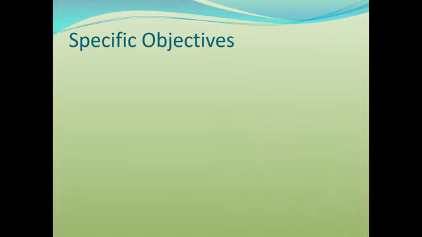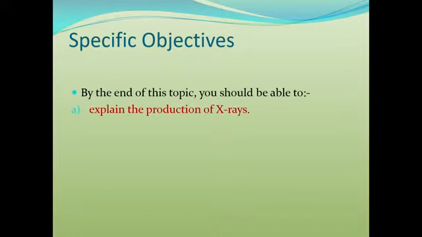Basically, this being our second tutorial, we are still going to tie ourselves to specific objectives because it's basically like our Bible. It's what guides us in being able to know how much we have learned and how much we need to know. So by the end of this topic, we should be able to explain the production of X-rays, which we covered in the previous tutorial. Also state the properties of X-rays, which we also did.